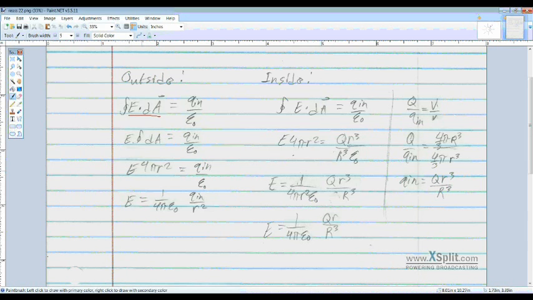So if we solve for E here, we get that E equals 1 over 4 pi epsilon naught times Qn over r squared, which is good because that's the formula for a point charge. So now we're going to look at the inside.